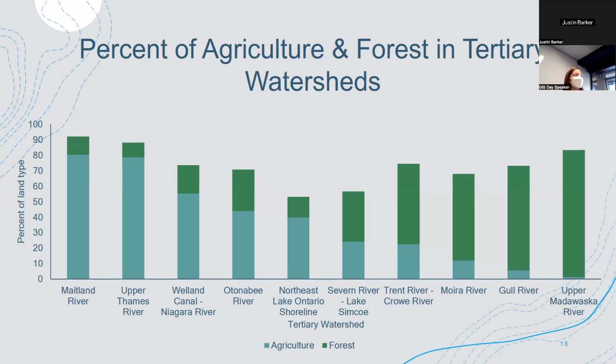So you can see we have the Maitland River watershed, which has about 80% agriculture. It's down in Southern Ontario, so that makes sense. Well, I wouldn't say it should be normal, but it is normal for now and for there. It has about 10% forested land. On the other side of the scale, we have the Upper Madawaska tertiary river watershed. That one is north of the Peterborough area. We have just under 90% forest, and only, I think, 1% agriculture. So it was great.